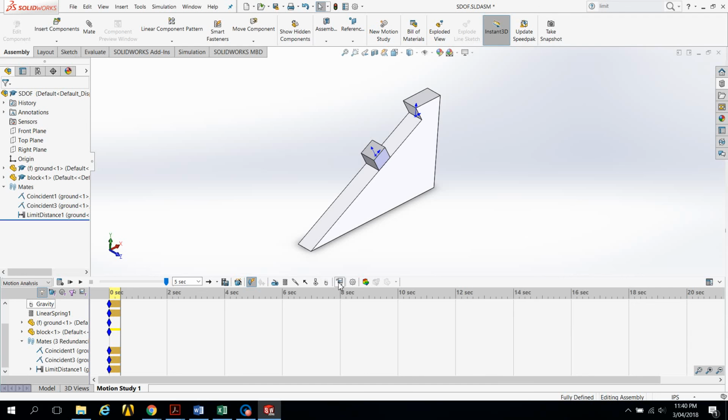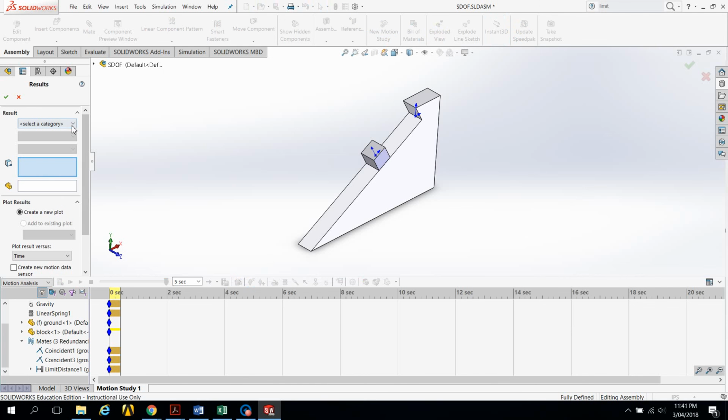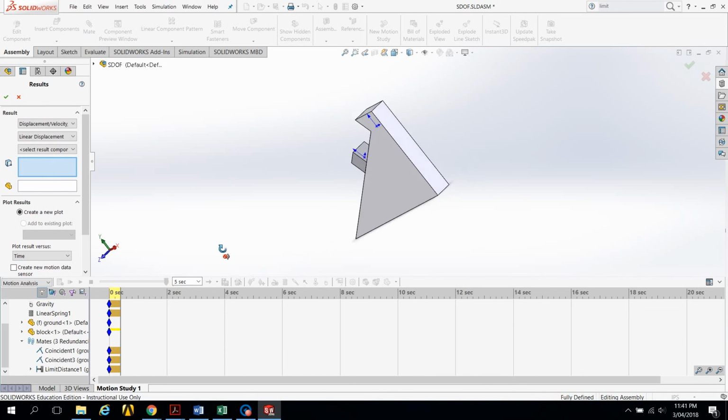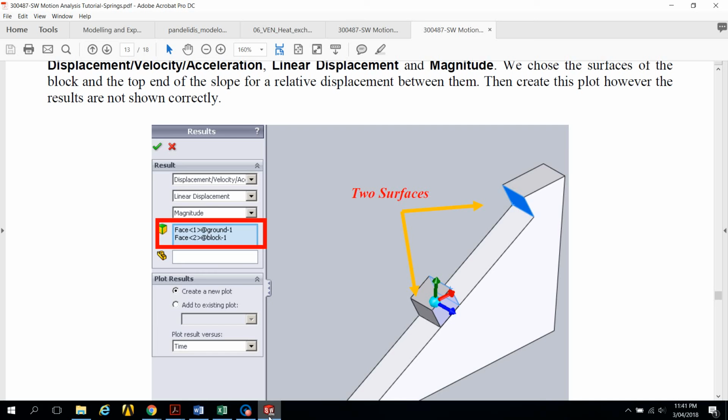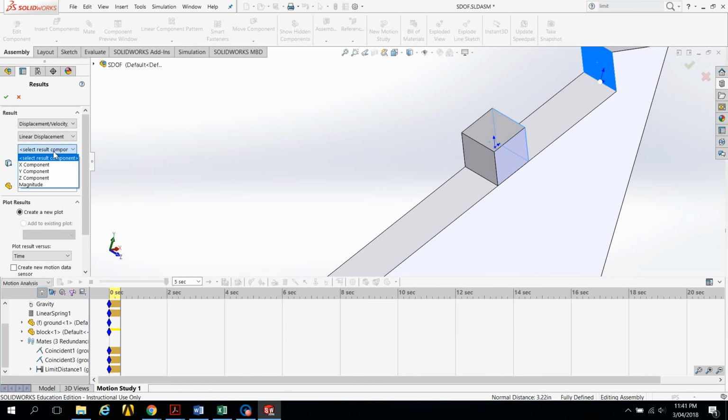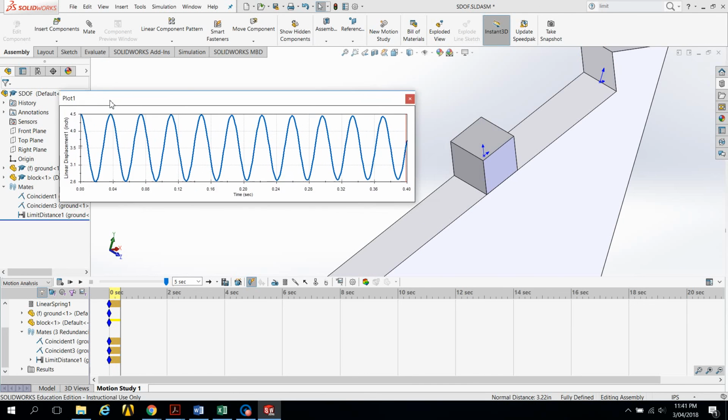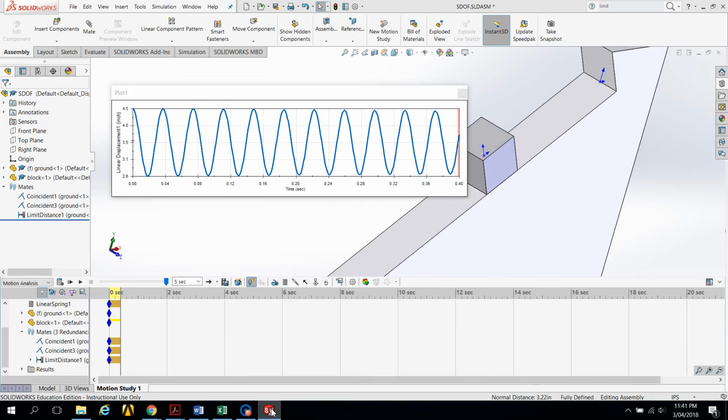Okay, so we go to the results, select displacement, select the linear displacement, and for the 2 points of the faces we are going to have are this one there. Okay, we have to check the magnitude here, create a new plot and time. Magnitude, press OK. So that's the first diagram.